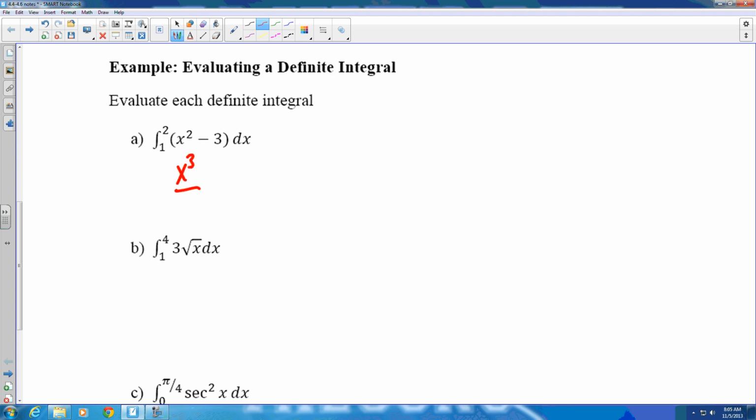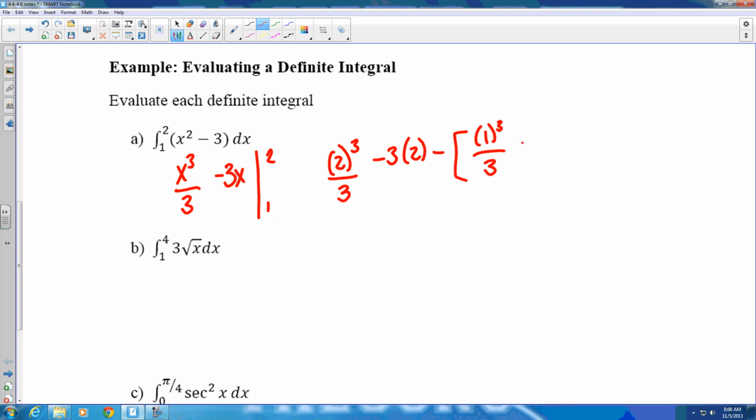which is x cubed over 3 minus 3x. We are evaluating that from 1 to 2. So we plug 2 in for x, and then subtract off plugging 1 in for x. And when you evaluate that correctly, you get negative 2/3.